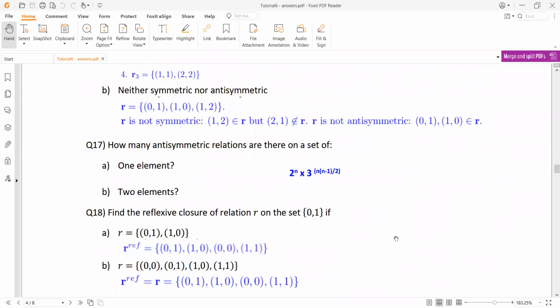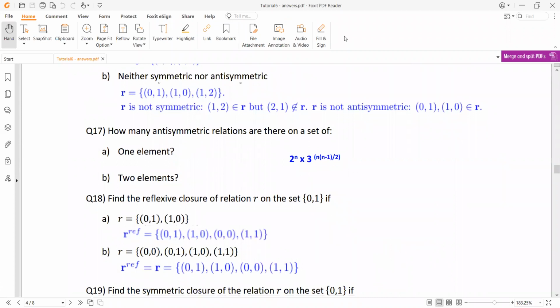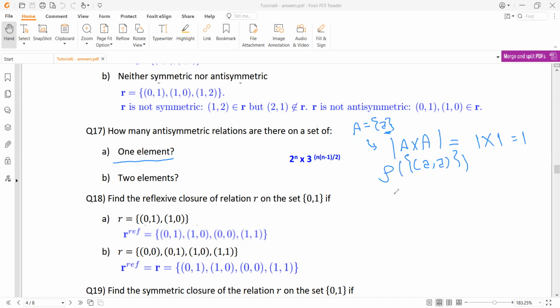Great. Question number 17. How many anti-symmetric relations are on the set that contain only one element? For example, in order to find the number of relations, not the anti-symmetric, try to figure out how many relations exist. So I'm gonna do the Cartesian product. One element times one element is also one element. So it contains A, comma A. So the power set of it contains the empty set and A, comma A.